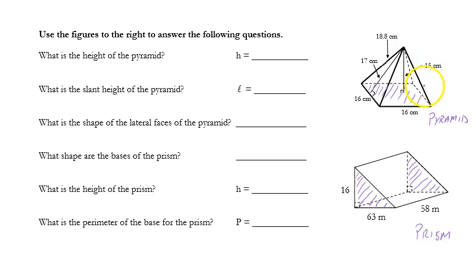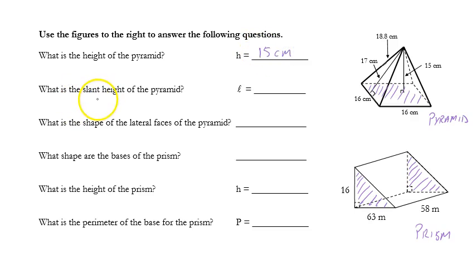So I'm looking at the pyramid up here and I want to know its height. 18.8 is the edge, 17 is the slant height. That makes 15. Vertex perpendicular to the base is the height. The height is 15 centimeters.